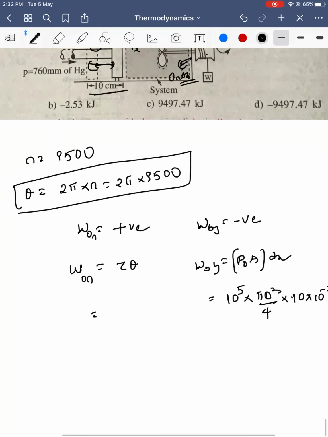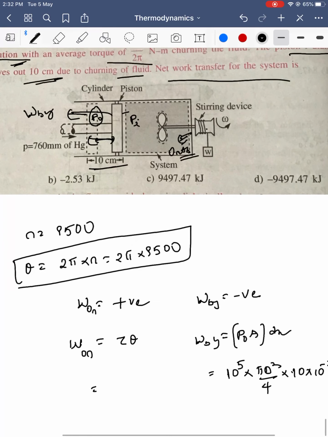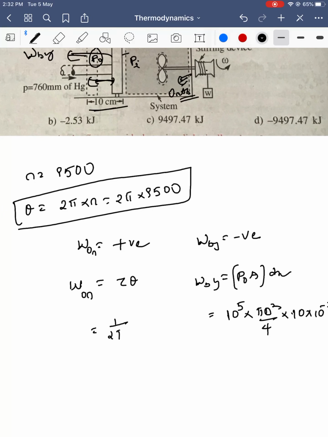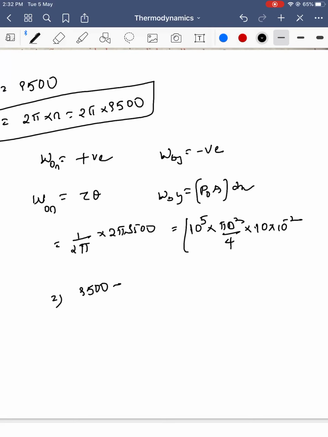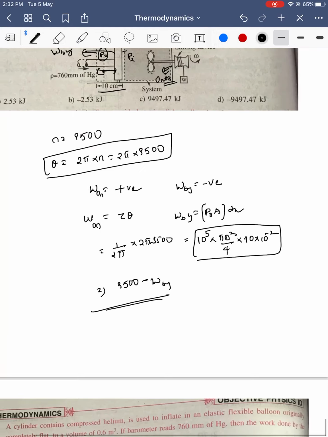We know the value of tau is 1 by 2 pi, and theta is equal to 2 pi into 9500. So work done on the system is 9500, minus the remaining value, which we can simplify. Subtract these two and you will get the answer, the total work done.